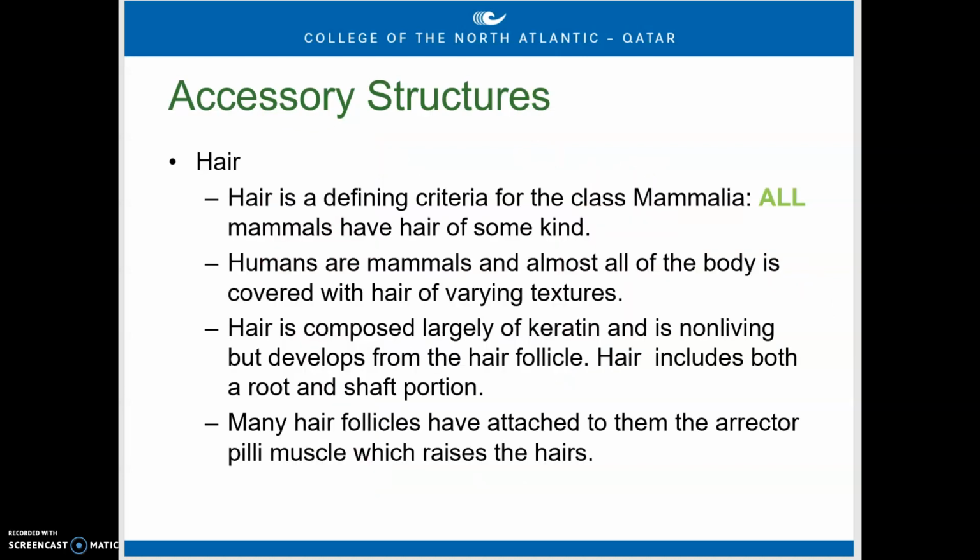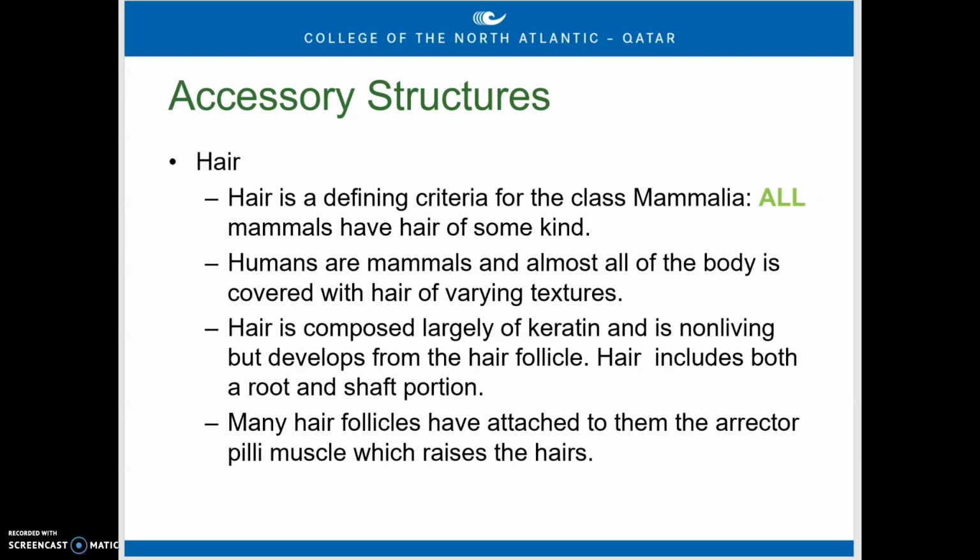Hair is another accessory structure, and it's a defining criteria for the class Mammalia, which we are. So it defines mammals. All mammals will have some kind of hair, from whales to bats to humans. All of these things are mammals, and of course they're all going to have hair in some form. Humans, of course, are mammals, and our body is covered with hair almost all over, hair of varying textures, thicknesses, and lengths.